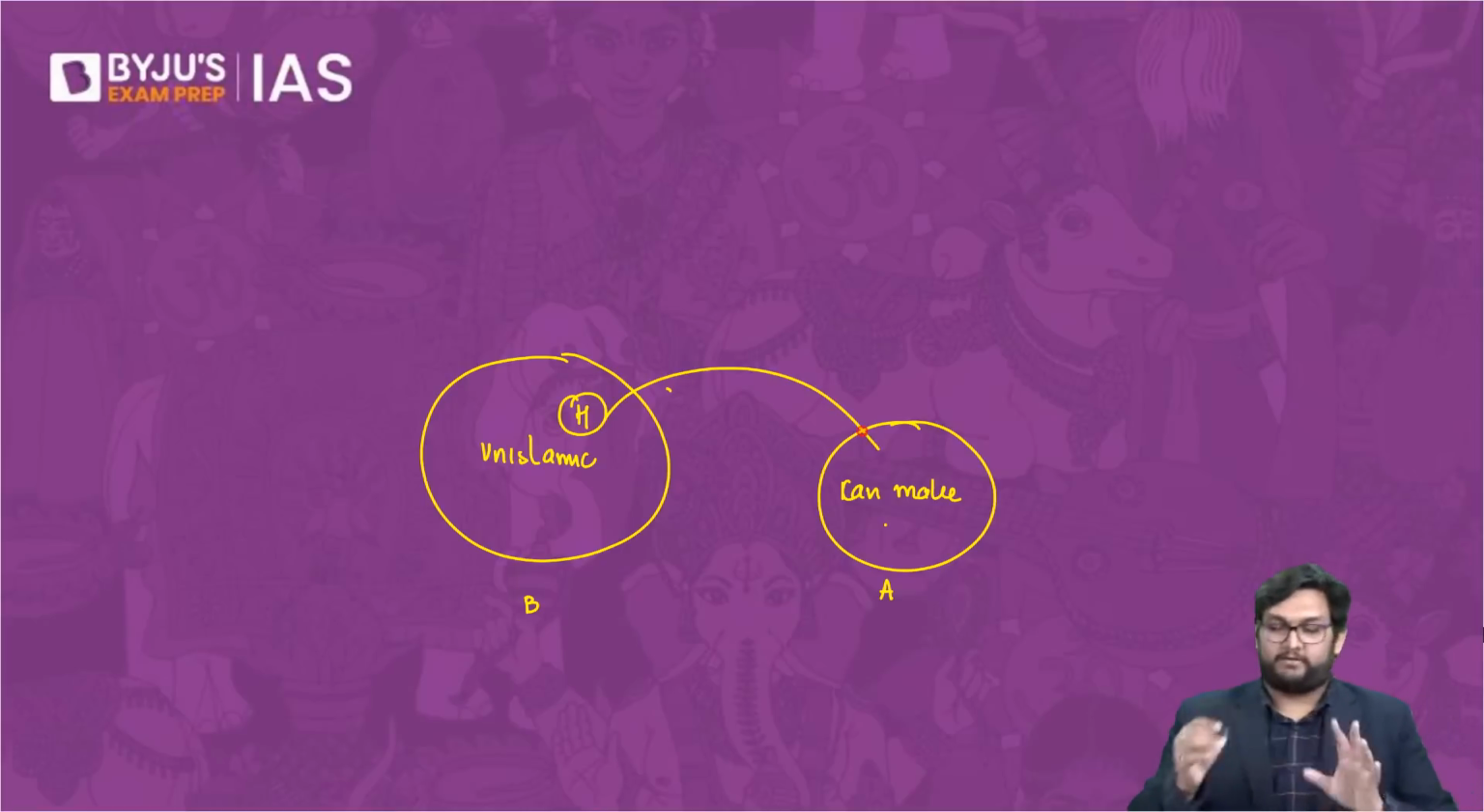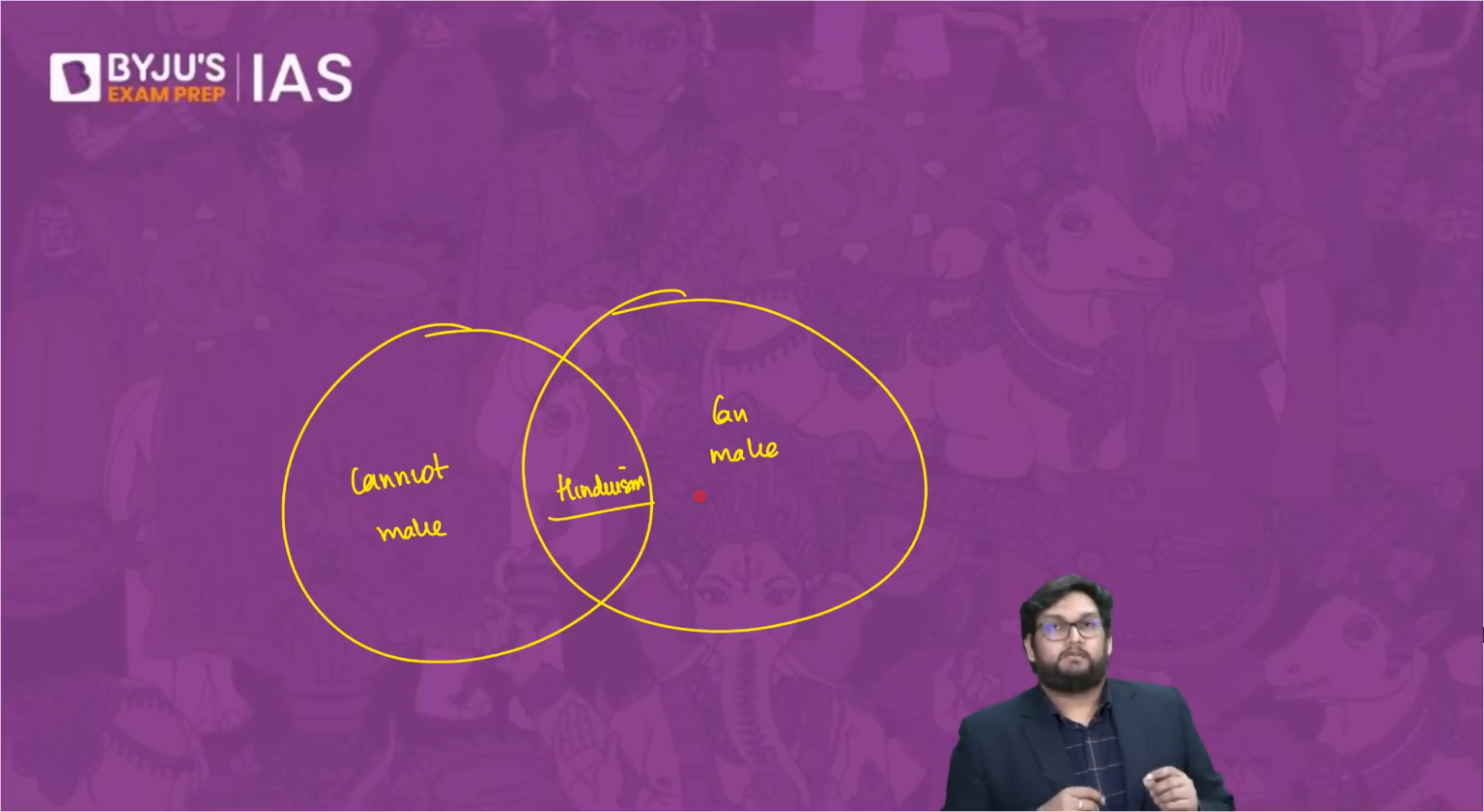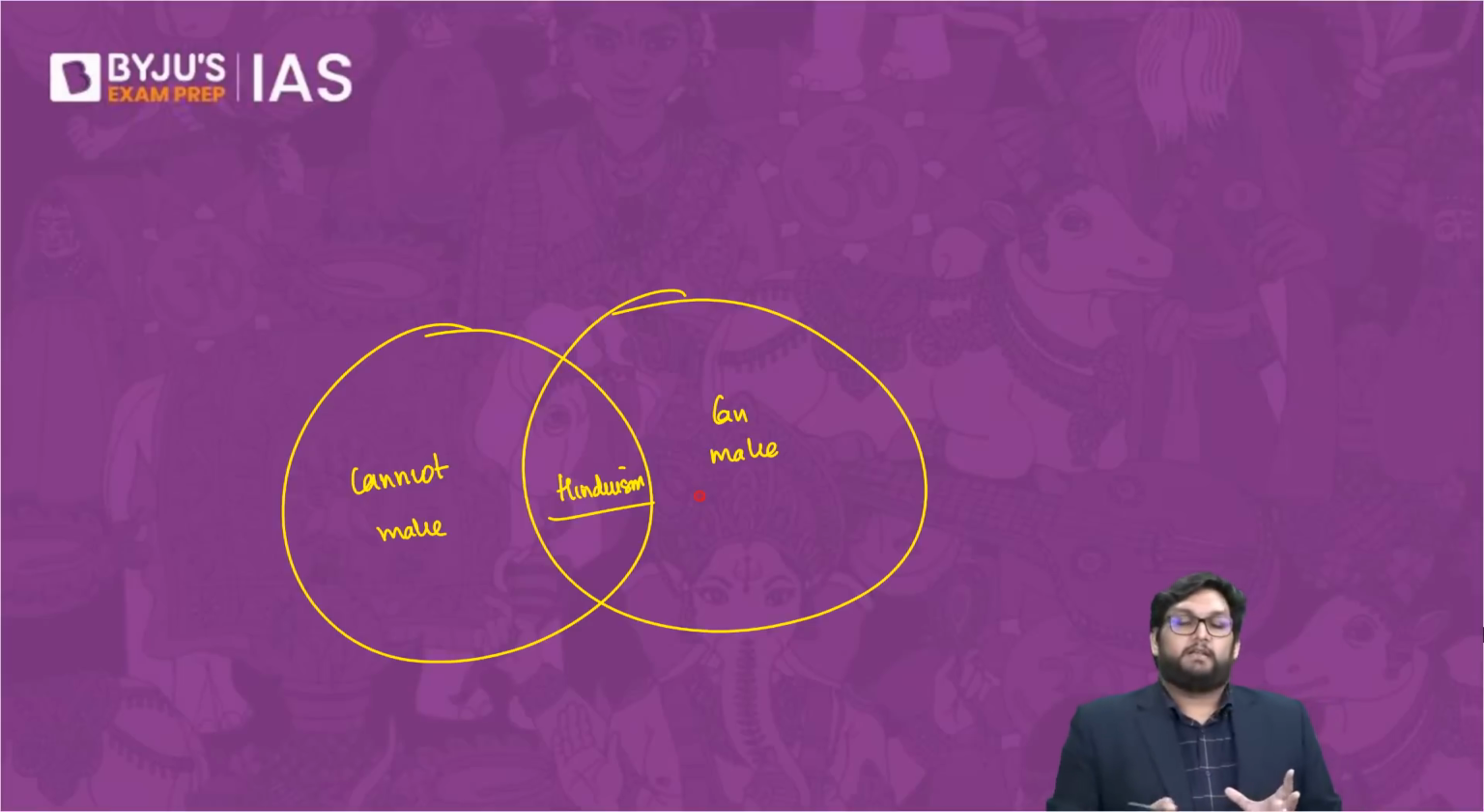I'll show it in a different way. See, cannot make, can make, cannot make, can make Hinduism. Simple. Because it is un-Islamic, it can be made.